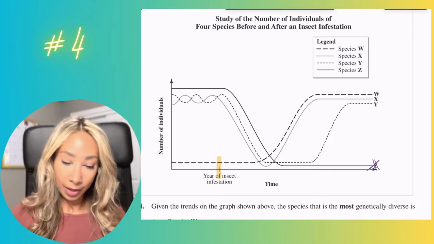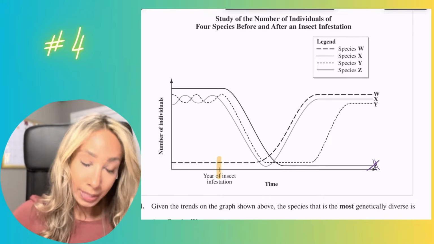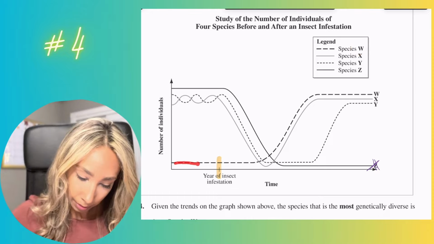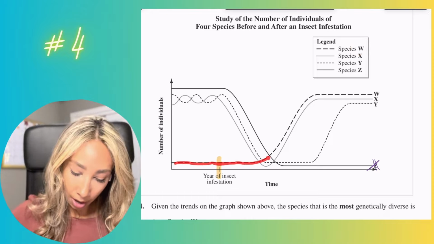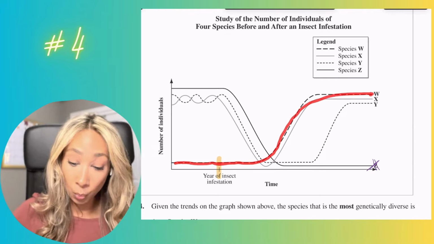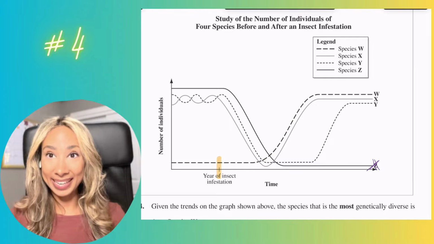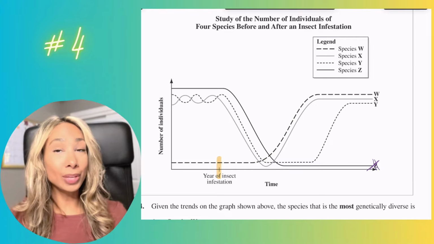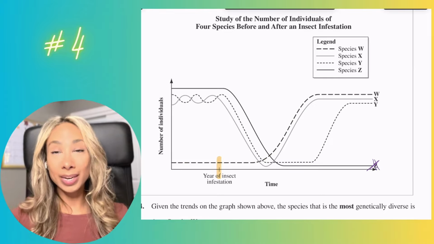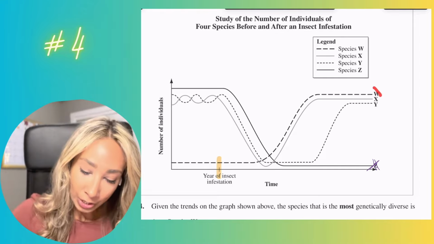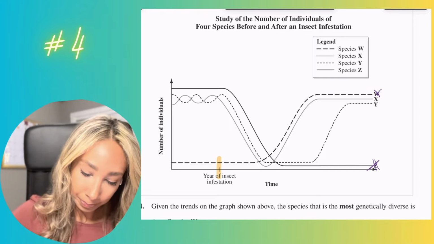All right, now let's look at our other letters. So I've got species W. Well, species W, they do really, really well after the infestation. However, they don't do so well in the beginning. So while they're probably thriving after, it doesn't really show an indication of diversity because they weren't thriving before. So that one's not going to work for us.